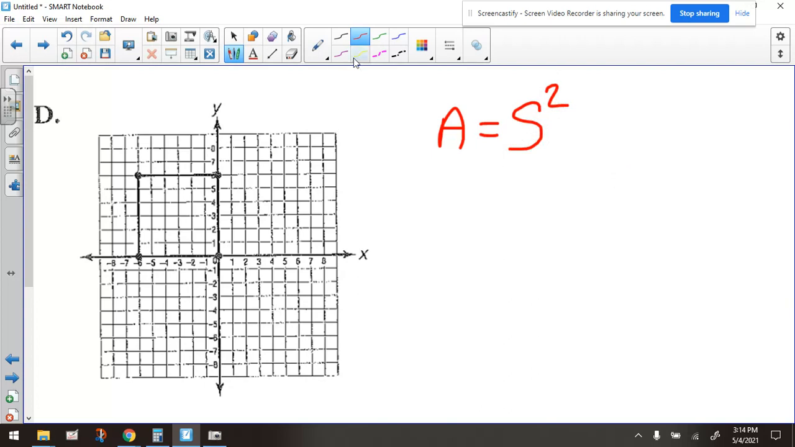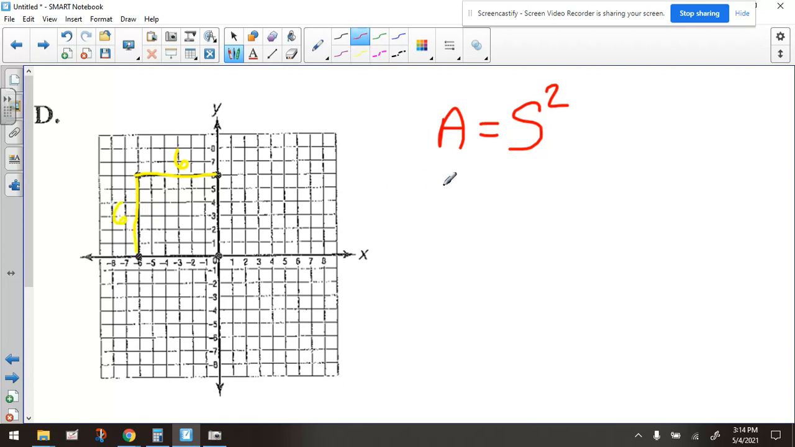So let's figure out how long one of these lines is. 1, 2, 3, 4, 5, 6. Now, it is a good idea to check, because sometimes you get what I call an optical illusion and it looks like a square, but it's really a rectangle. So you would want to check going the other way in the vertical direction if that's also 6. 1, 2, 3, 4, 5, 6, and it is.